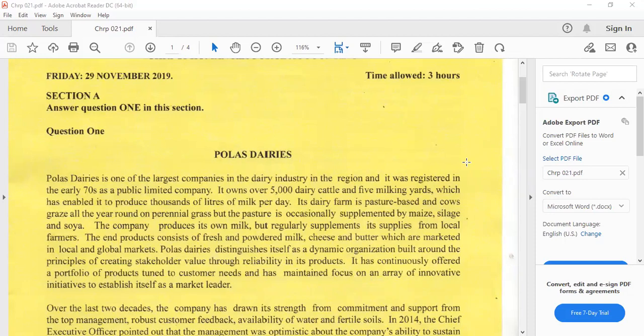Over the past decades, the company has drawn its strength from commitment and support from the top management, robust customer feedback, availability of water and fertile soils.